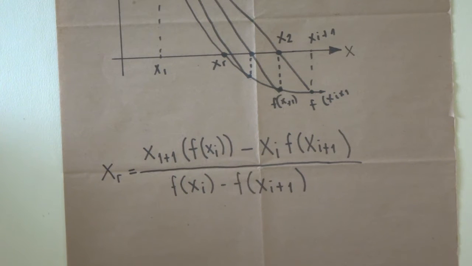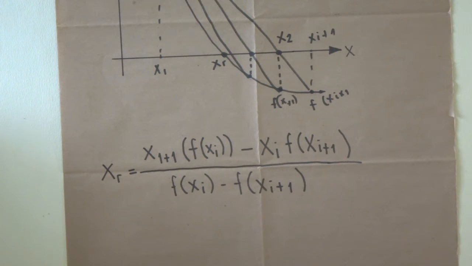To compute for the x-intercept, xr is equal to xi plus 1 times f of xi minus xi times f of xi plus 1, all over f of xi minus f of xi plus 1.